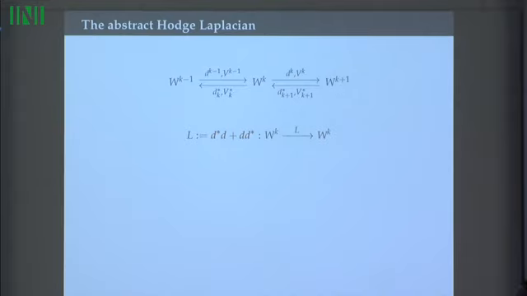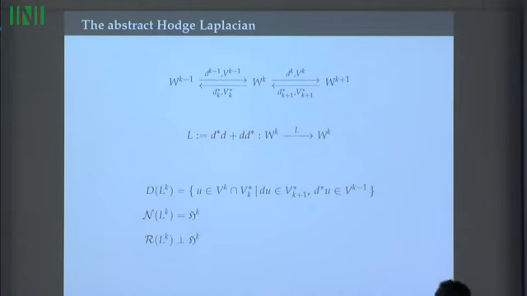What's its domain? Well, its domain is what it has to be. Everything in the domain of D, so that when you hit it with D, it ends up in the domain of D star, and the opposite has to hold. So the domain is everything in the domain of D and the domain of D star, such that D of it is in the domain of D star and D star of it is in the domain of D.